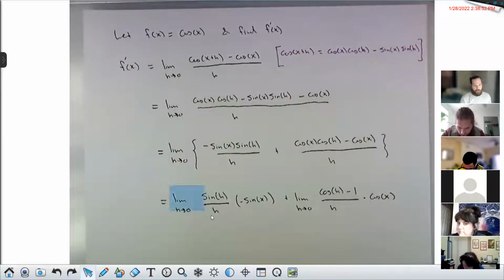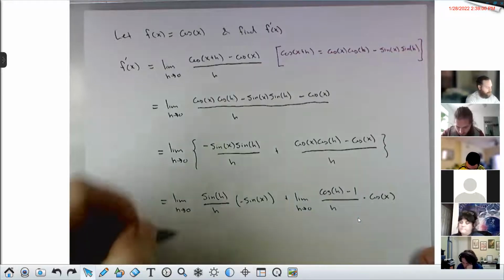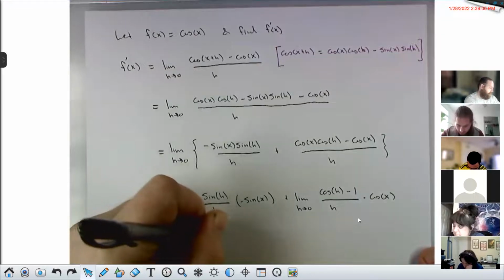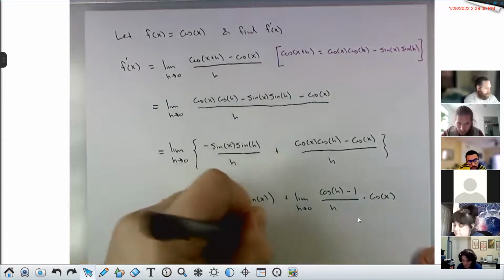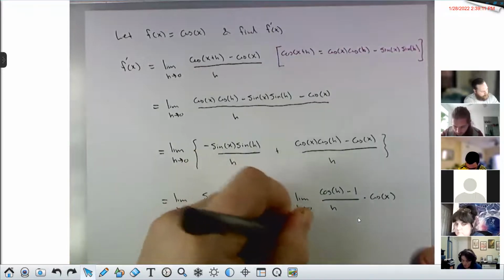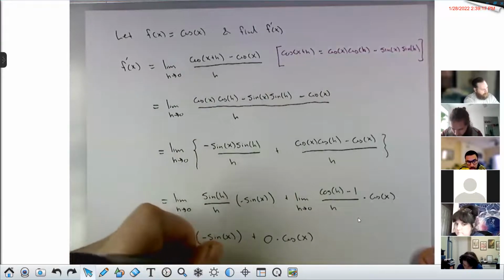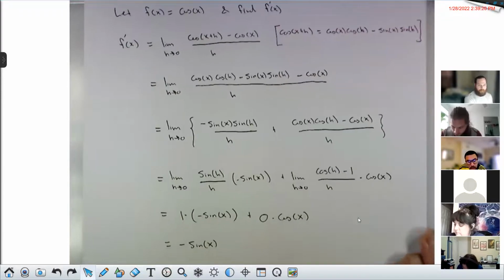And again, the sine h over h limit, as h goes to 0, this piece becomes 1. The cos h minus 1 over h limit, as h goes to 0, this piece becomes 0. So we get 1 times negative sine of x plus 0 times the cosine of x, which is negative sine of x. So the derivatives of sine and cosine are very nice, perhaps not as nice as possible, but very, very close. Derivative of sine is cosine. Derivative of cosine is negative sine.